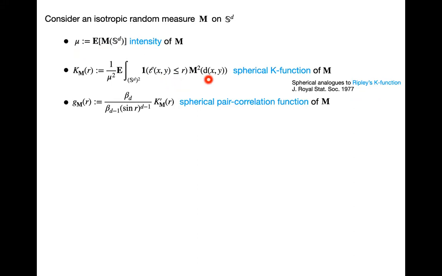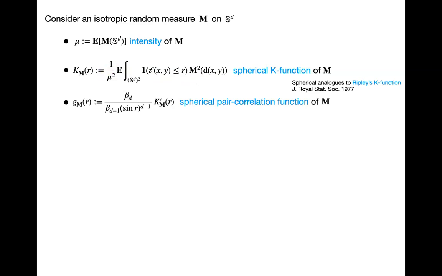So what you do is you sample two random points, x and y, according to this measure m, and then you test whether their spherical distance is less than or bigger than r, and you average over all points, and you take expectation with respect to the randomness that is inherited in this measure. So it's somehow up to a normalization.